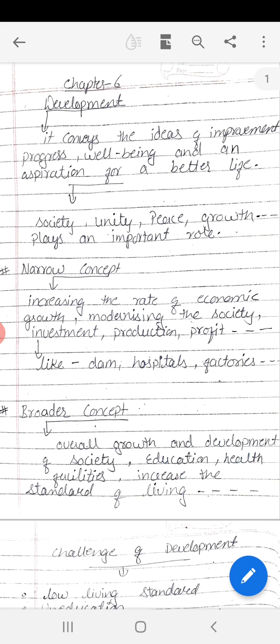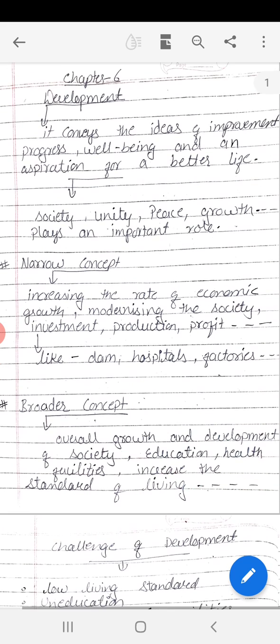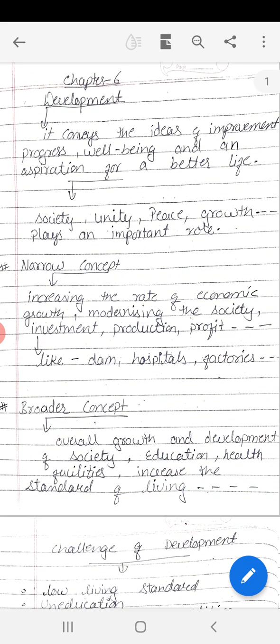Development cannot be understood only in economic terms, but it can also be placed in social and political terms, means the overall growth and development of the nation, the growth of the society, the growth of the individual, to provide the basic facilities to the poor and needy society, and this is the main idea behind development.